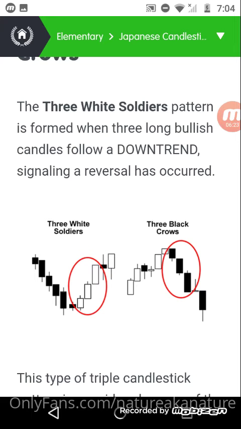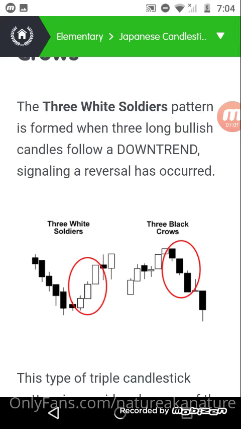It will be three white candlesticks. The first candlestick will be small, not all the way small, but small. The second candlestick will be bigger than the first candlestick, and the third candlestick will be bigger than the second and the first candlestick. Same thing with the three black crows. I just want y'all to see the pattern, the example. The first candlestick will be the smallest one. The second candlestick will be about half the size of the first candlestick, and the third candlestick will be bigger than the first and the second. That's for the downtrend now.